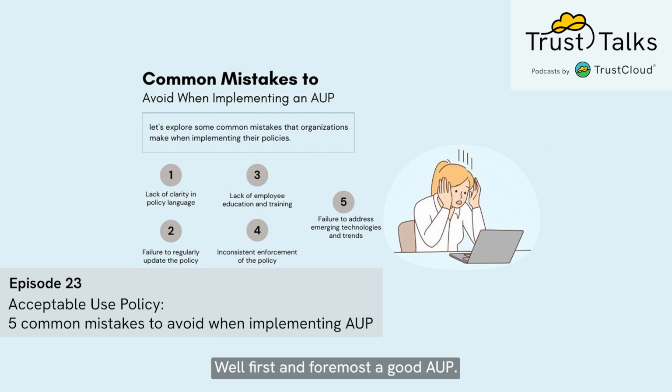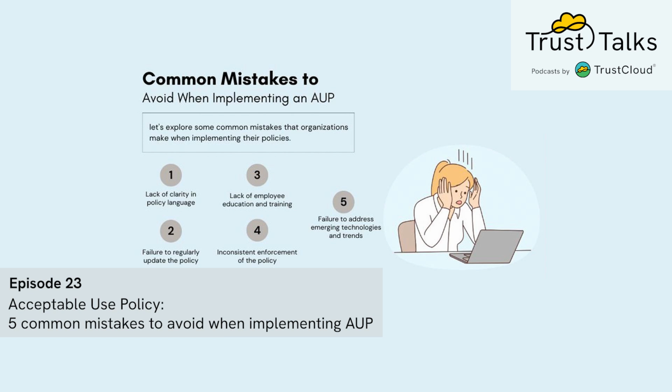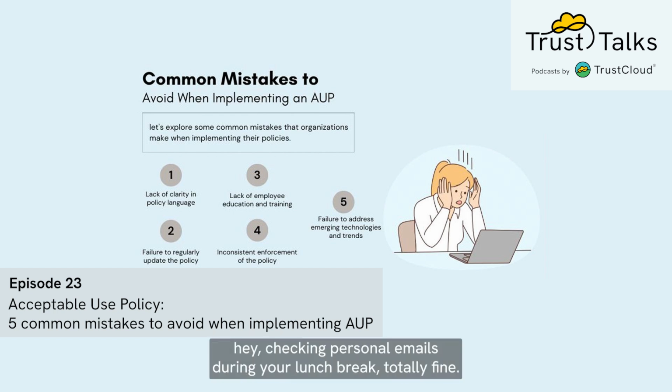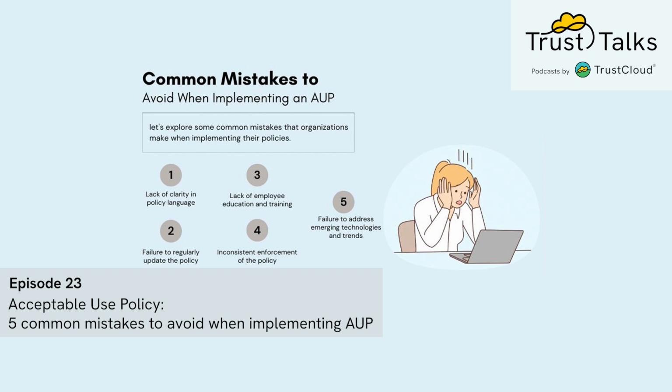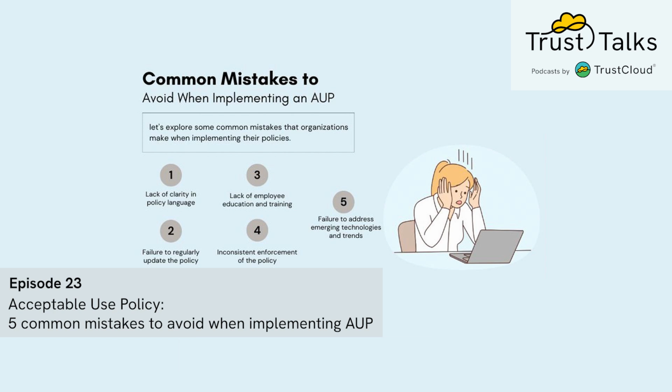Okay, well, first and foremost, a good AUP needs to clearly spell out what's considered acceptable use of all those company resources. We're talking computers, smartphones, internet access, the whole 9 yards. Okay. So, what kind of specific examples are we talking here? Sure. I mean, it might say something like, hey, checking personal emails during your lunch break, totally fine. But downloading the entire Game of Thrones series using the company Wi-Fi, probably not a good idea. Right. Yeah, that makes sense.